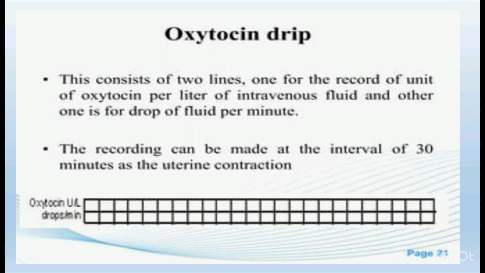Now the recording of oxytocin rate. This consists of two lines as you can see in this picture. One is for the record of units of oxytocin per liter of intravenous fluid, and the other one is for the drops of fluid per minute you have to infuse. The recording can be made at intervals of 60 minutes as the uterine contractions occur.